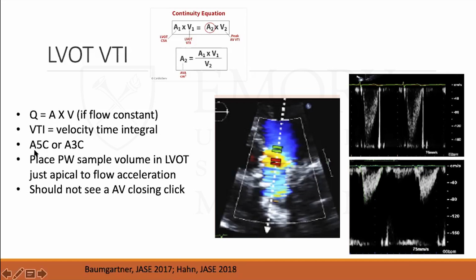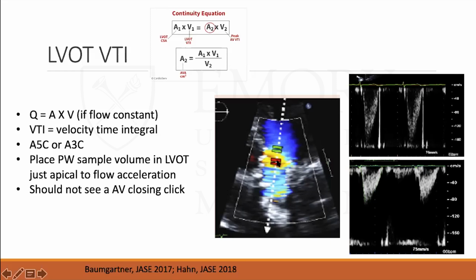Now, our typical views are still the apical 5-chamber, the apical 3-chamber, and then of course, we talked about some of the other alternative imaging planes. What you want to do is place your pulsed wave Doppler sample volume in the LVOT, just apical to flow acceleration. What does that mean? Put color on the valve, and when you see this flow acceleration, this yellow to blue border right here, put the pulse wave Doppler just apical to it. Don't put it in it. You're too close to the valve then.